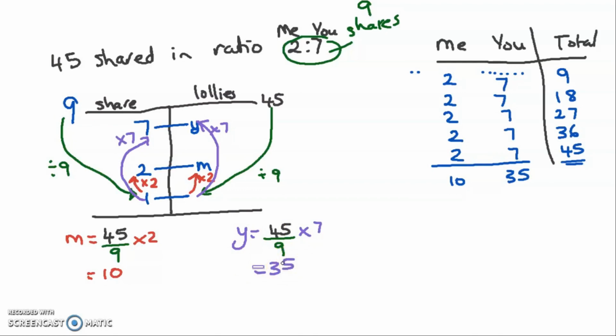That's how you actually do ones where you share things in a ratio using a double number line. So I hope you can see that the 10 plus the 35 gives you the 45, and it doesn't matter as long as you work out how many shares there are each time you do a share. So 2 for me, 7 for you. That's 9 per time I'm going to share. And I will leave it at that.